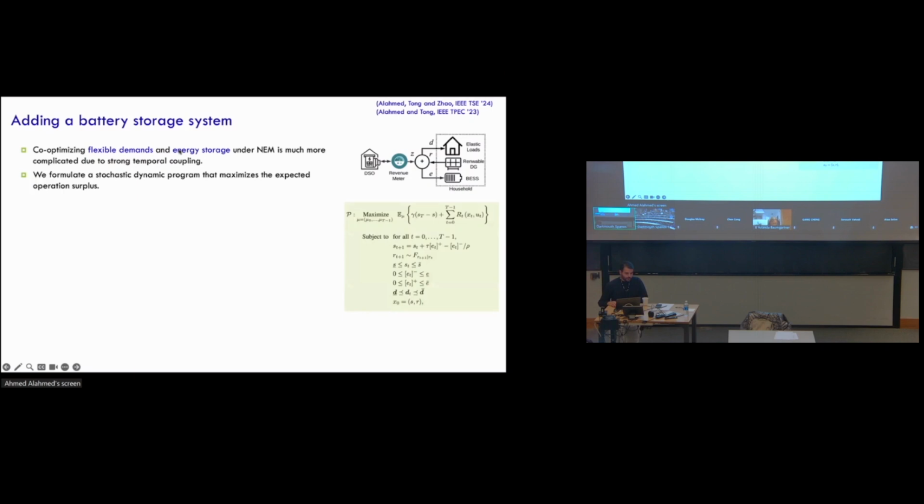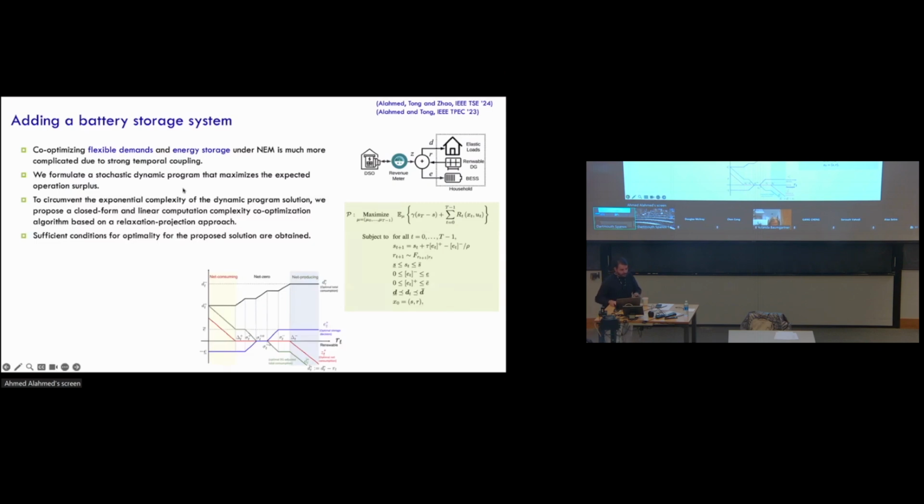So we formulate this problem as a stochastic dynamic program that, again, maximizes the expected operation surplus. And we have a lot of constraints here that are storage related. You have the state of charge of the storage, you have the capacity of the storage, and you have the charging capability of the storage. So to circumvent the exponential complexity of the dynamic programming solution, we proposed a closed form and linear computation complexity co-optimization algorithm based on a relaxation-projection approach. I'm going to share the paper because I think that this is going to take more time.